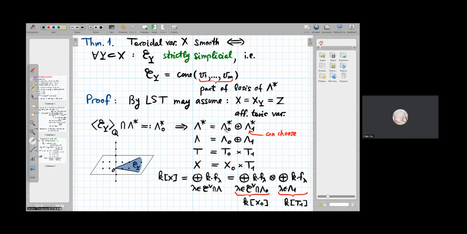But since we have this kind of direct product decomposition, we can identify the dual space of lambda star as the direct sum of the dual space of these two guys. Okay? So everything is decomposed in a direct sum.